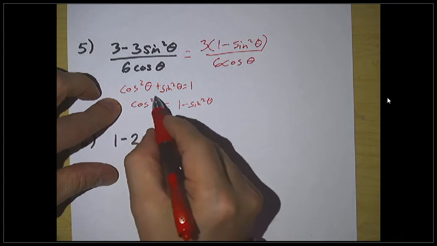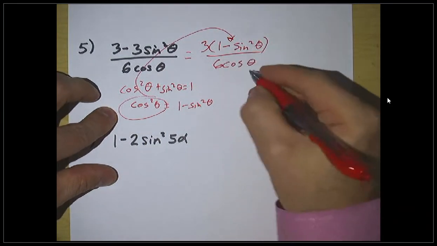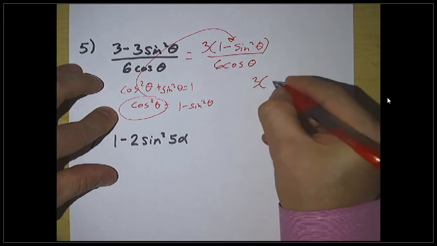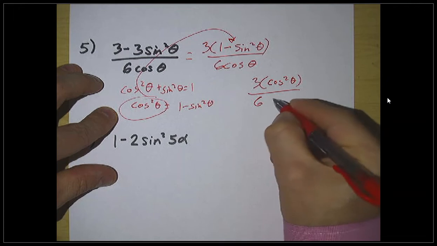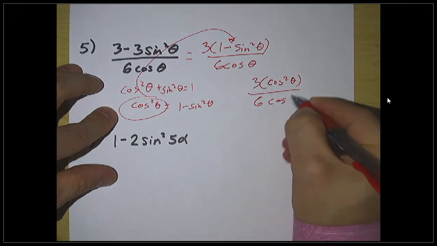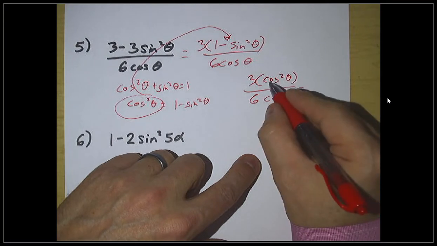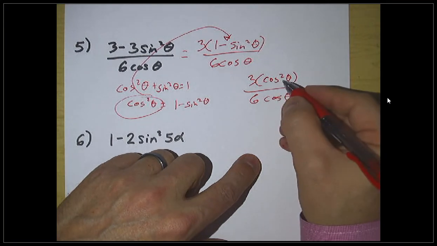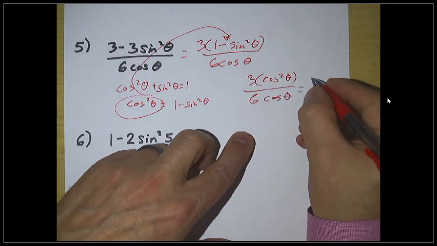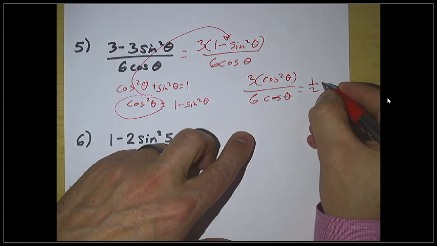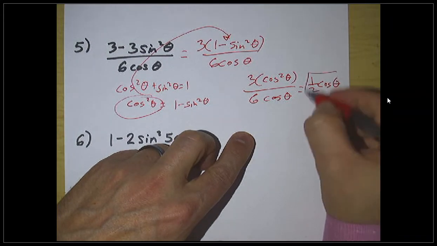If that's true, then I'm going to substitute this value here right into the parentheses, and that's going to give me 3 times cosine squared theta over 6 times cosine of theta. So I have two of these. Cosine squared theta is cosine theta times cosine theta, so I can eliminate one of those, leaving me with 1/2 times cosine of theta. And there you go.